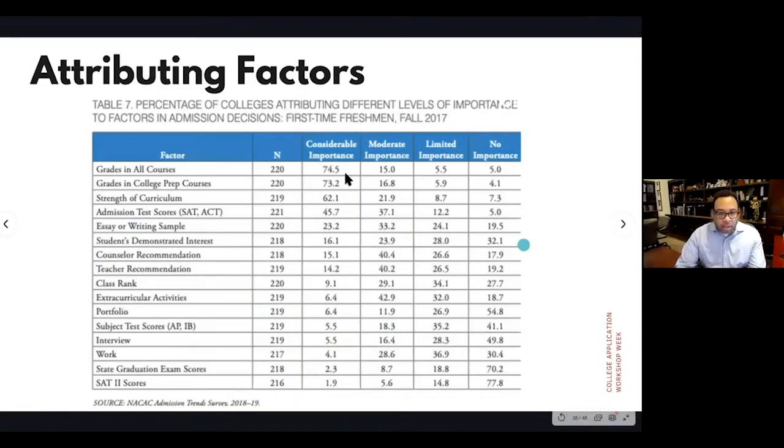NACAC, the National Association for College Admission Counseling, this is a big umbrella organization for which we're all involved. They measure things that are important to them in the application process, right? And so these are the things that they have colleges rate. Hey, when you read a student, how important is grades in all courses? 75% of the schools said that was of considerable importance, 15% moderate importance, and this is just about a year old. They haven't completed the new one. It's always a couple years behind.